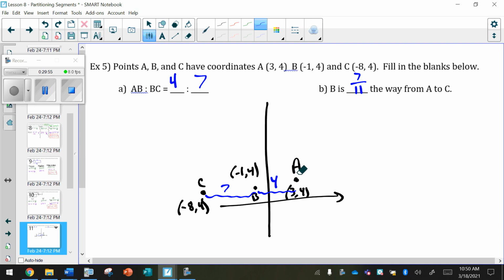All right, from A towards, sorry, this would be C to A. We want A to C. My bad. So from A towards C, like I said before, direction matters. I have to read carefully. From A towards C, it would be 4/11.